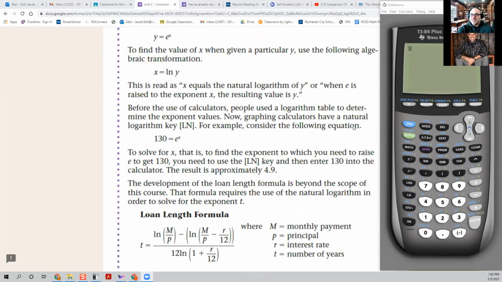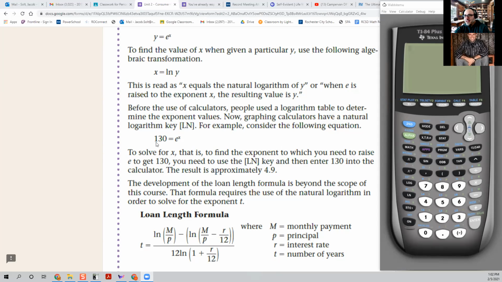Now, graphing calculators have the natural logarithm key, ln. That's found right here. If you don't have one of these great TI-84 emulators on your Chromebook, let us know in the chat, and we will direct you to some instructions and help on how to get one of these on your Chromebook. It's really easy. You go through Rock Connect. In Rock Connect, there's a little calculator button. Click on that, log into Rock Connect under Google, click on the calculator button, and you'll have this on your Chromebook.